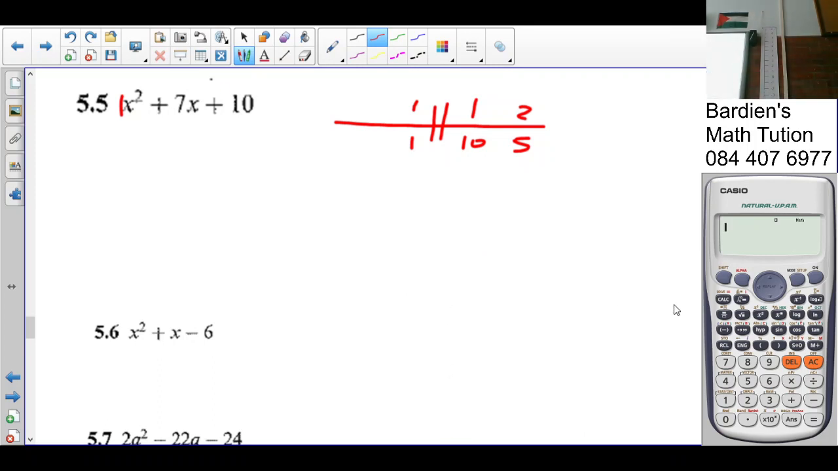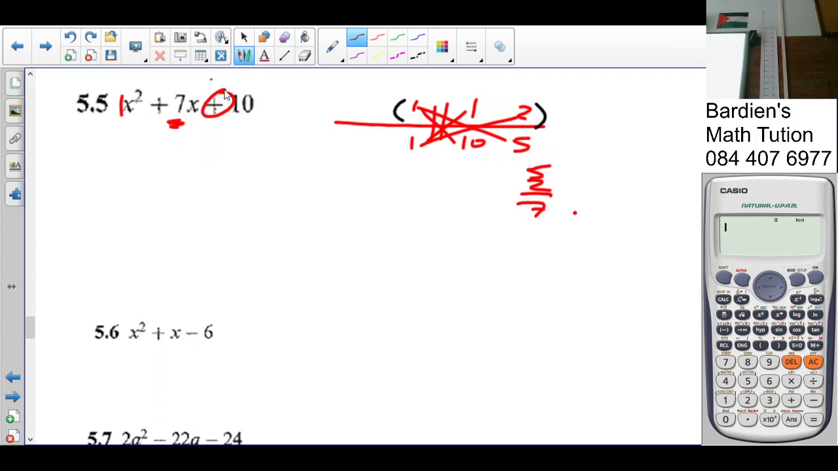Because there's a plus on the last term. So 1 times 10 is 10, 1 times 1 is 1, you add it, you get 11. We're looking for 7. 1 times 5 is 5. 1 times 2 is 2. 5 plus 2 is 7. And that's what I want.